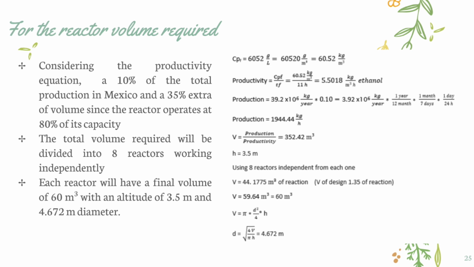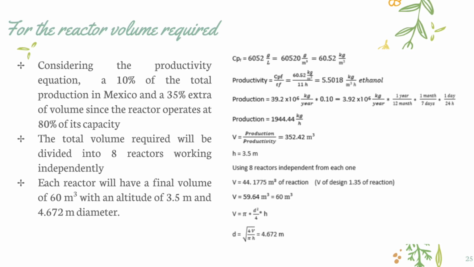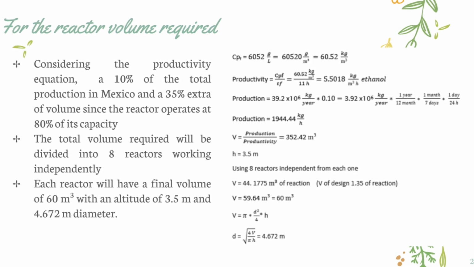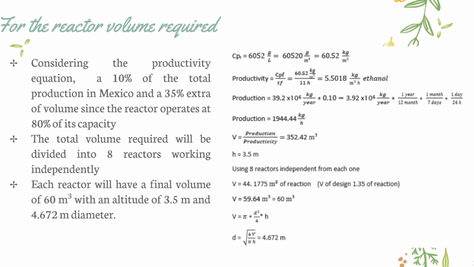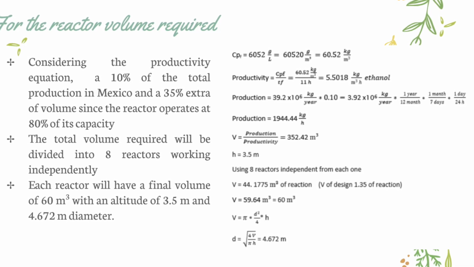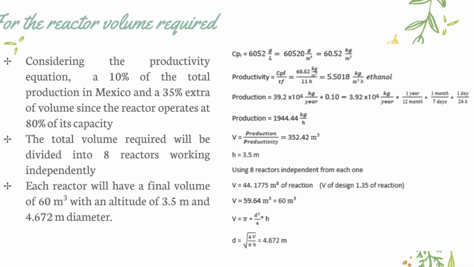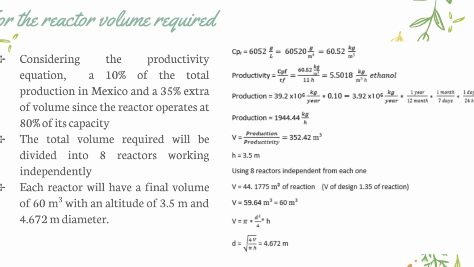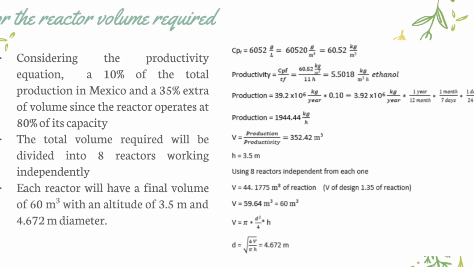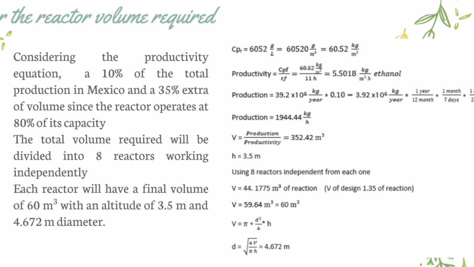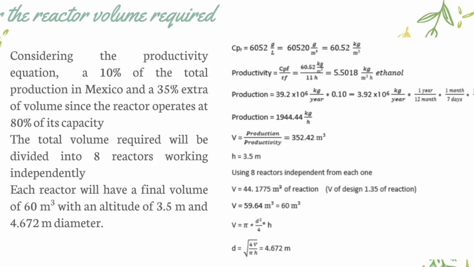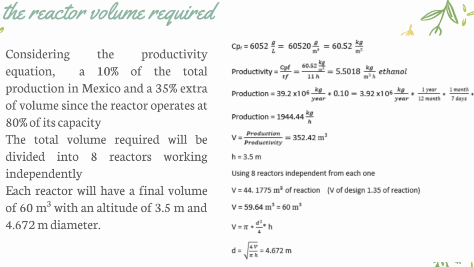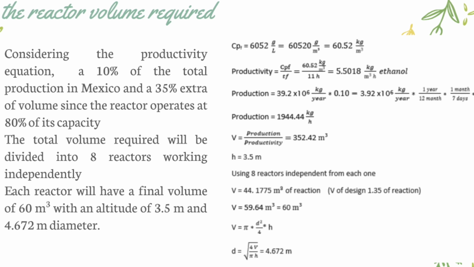After the system is solved, we obtain the final concentrations. Using the equation of the productivity for a bioreactor and the desired production, multiplying by the time needed to carry out a single reaction, we obtain the total volume. We determine that the best quantity of reactors to distribute this final volume is 8 batch reactors. So we divide the total volume by 8, and we consider the specification for a bioreactor not to be filled at more than 80% of its capacity, so the final volume will be 60 cubic meters with a height of 3.5 meters and a 4.67 meter diameter.